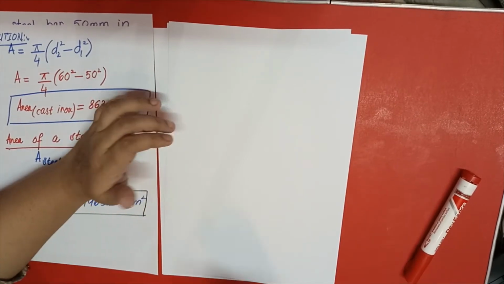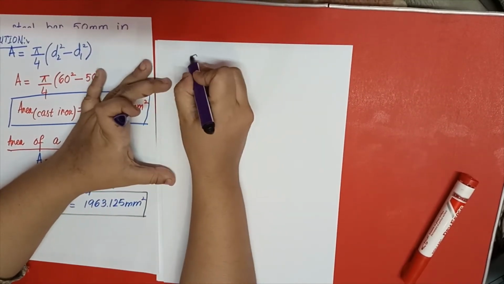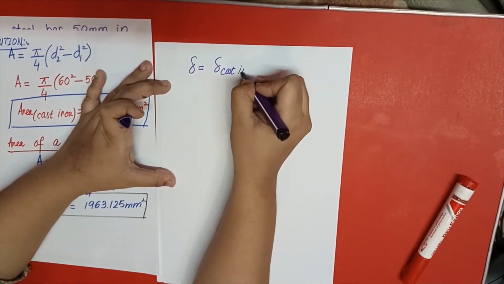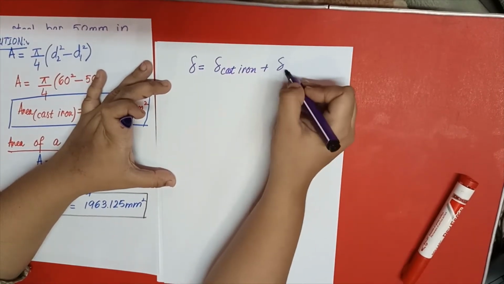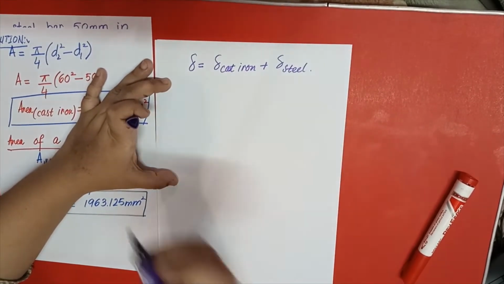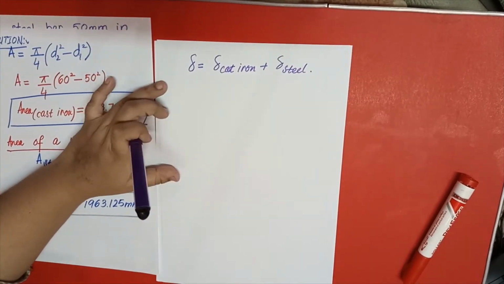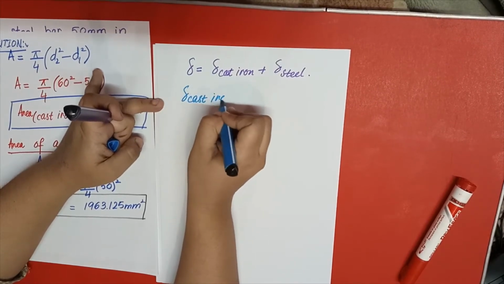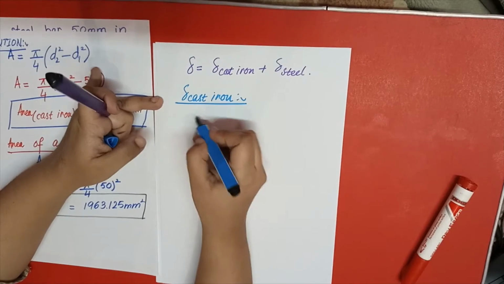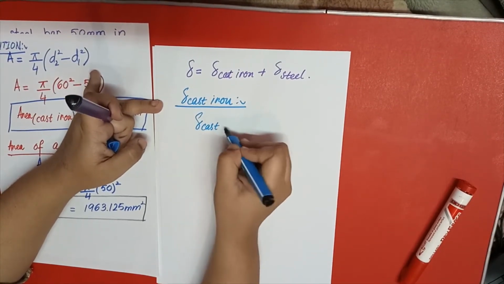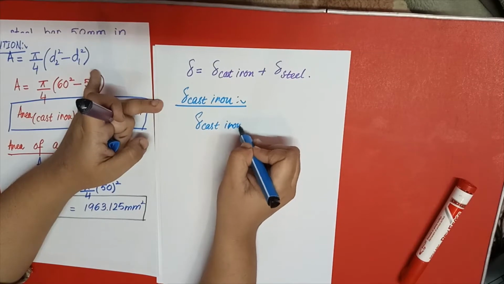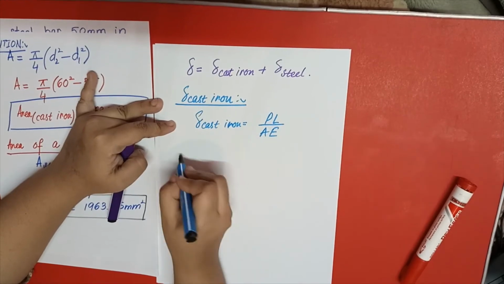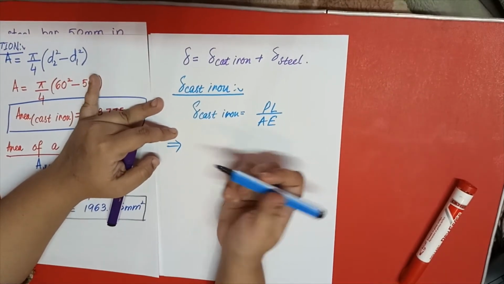So we have to find it: cast iron plus deformation of steel. So what we have to do, we have to move first for the cast iron. Deformation of the cast iron will be equals to PL over A. Modulus of elasticity for the cast iron or steel was given in the question.